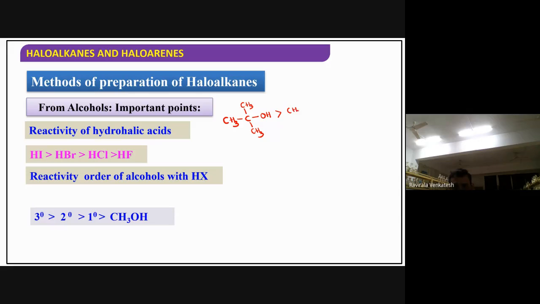Now CH3OH. Next CH3CH2OH. And finally, CH3OH. Now tell me, which type of alcohol is this one? Primary, secondary, tertiary? The first one, this one. Tertiary. It is a tertiary.